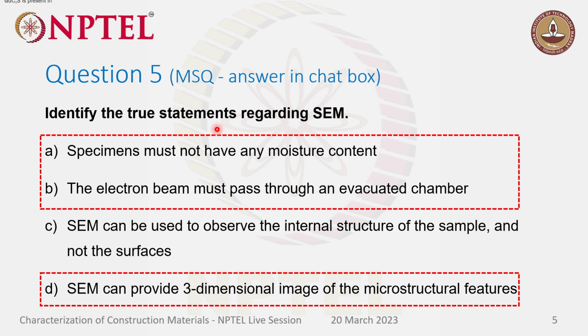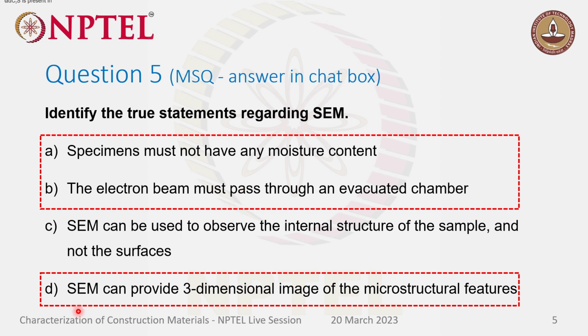We all know that there should not be any moisture content, because in the high vacuum, if there is some moisture in the sample it might block the SEM and it will totally affect the equipment. So it should not contain any moisture content, and the electron beam must pass through an evacuated chamber only. That should be there, and we have a high vacuum system to control that also.